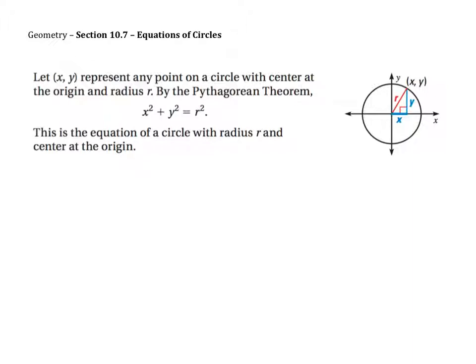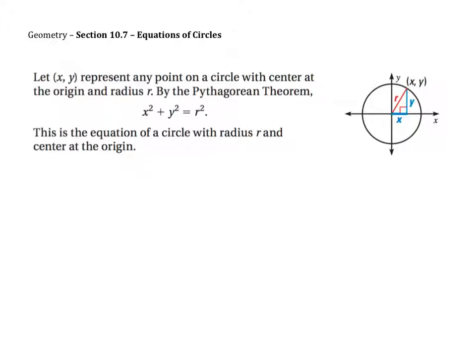So looking at the diagram, if our radius is r here in the red, we can find a right triangle here by saying if I'm going to the right x units and up y units, that means our horizontal distance is x and our vertical distance is y. So you could find r, which becomes the hypotenuse of that right triangle, by doing the Pythagorean theorem. So x squared plus y squared would equal r squared. This is the equation of a circle with a radius of r and a center at the origin.